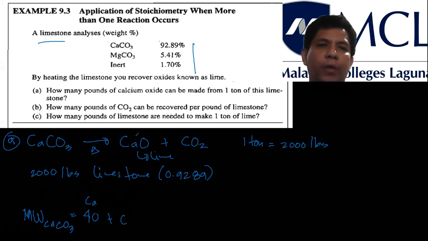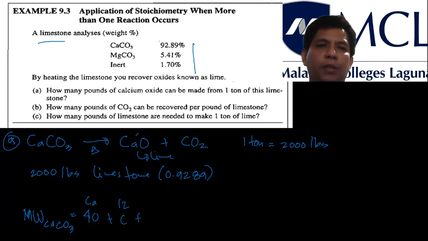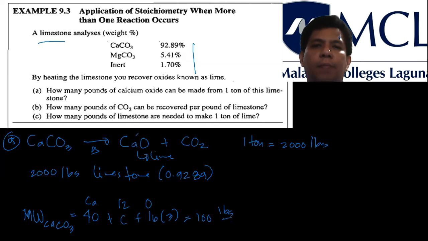Okay, so carbon is 12, and then oxygen is 16. 16 times 3. If we're going to check that, you're supposed to get 100. 100 pounds per pound. Check that in your calculator.